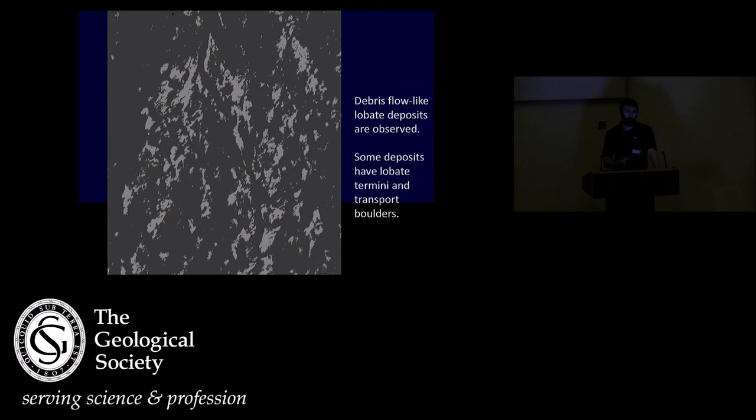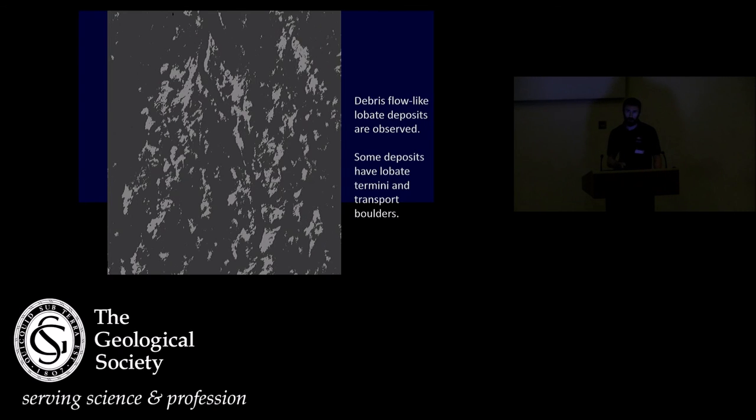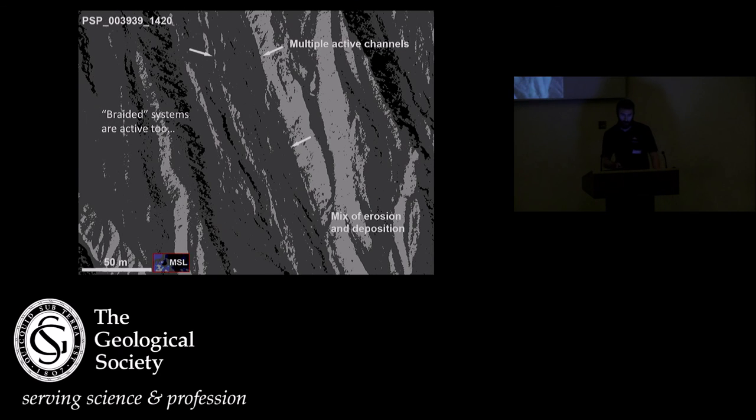So these are very substantial morphologic changes. They're not superficial or minor, and they're fundamentally changing the appearance of the gully aprons. Many of the deposits are much thinner, more superficial, but we've seen now a number of examples of these more substantial deposits. Here's another example.